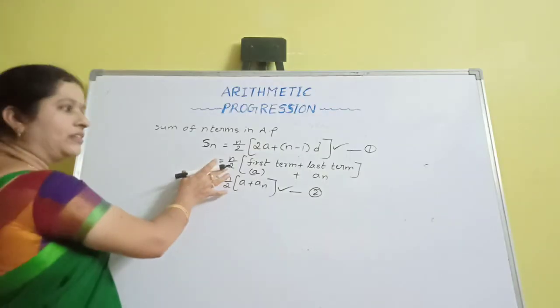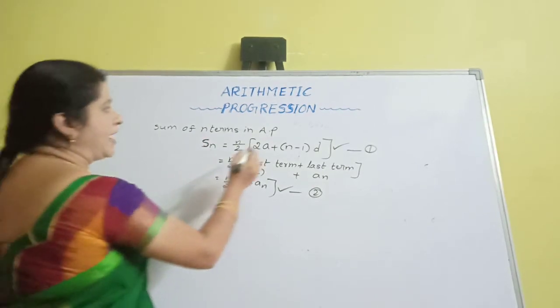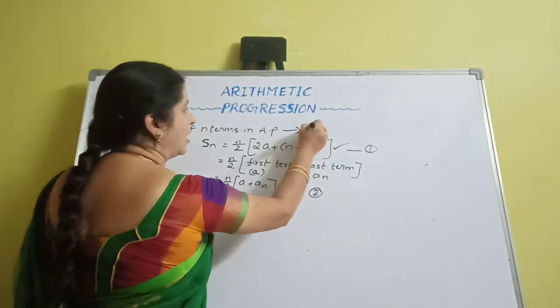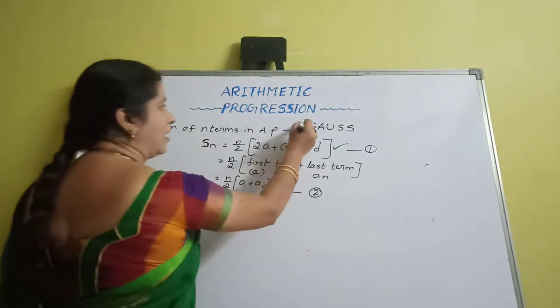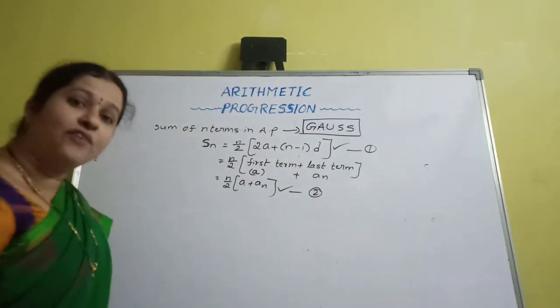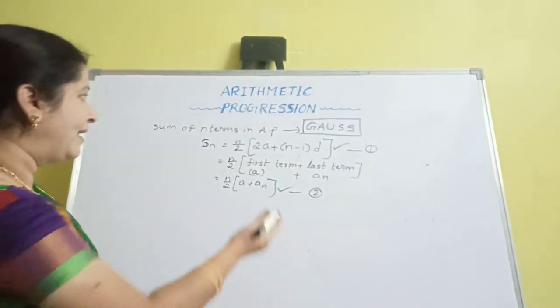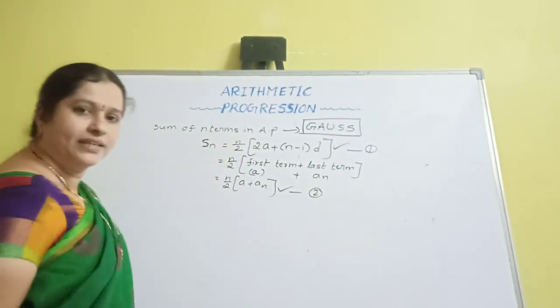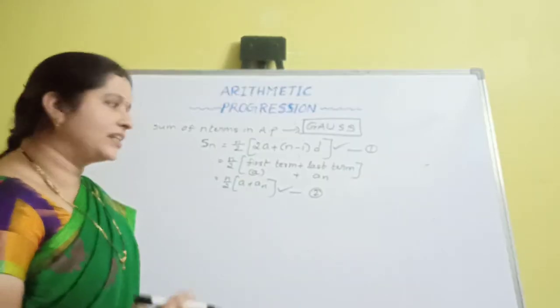So who derived the formula? That is also an important point. The famous mathematician Gauss derived this formula at the age of 10 years old only. Okay. So he derived the formula of sum of n terms in AP at the age of 10 years old. Okay.